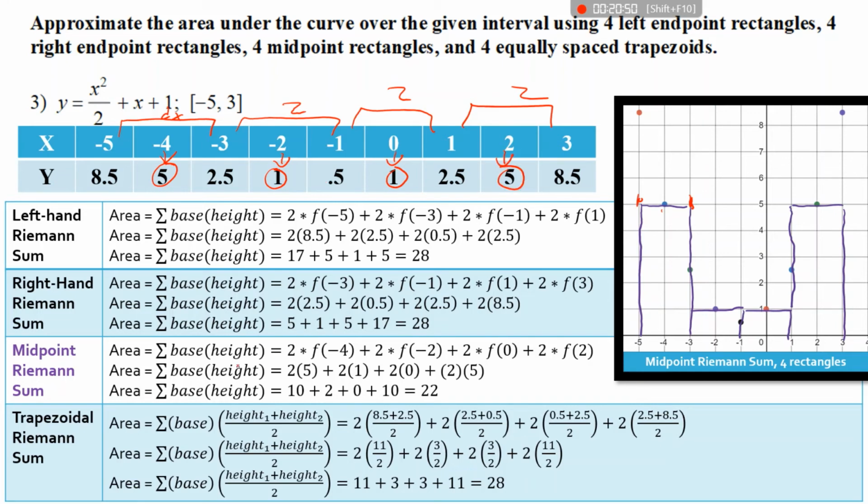Okay, so for a midpoint Riemann sum, this is 2 times my y value at -4, which is 5. 2 times 5, 2 times 1, 2 times 0, and 2 times 5. And if we add them all together, that's 10 plus 2 plus 0 plus 10 is 22.